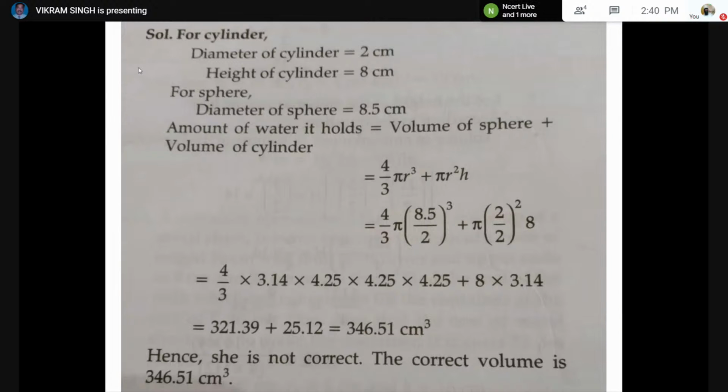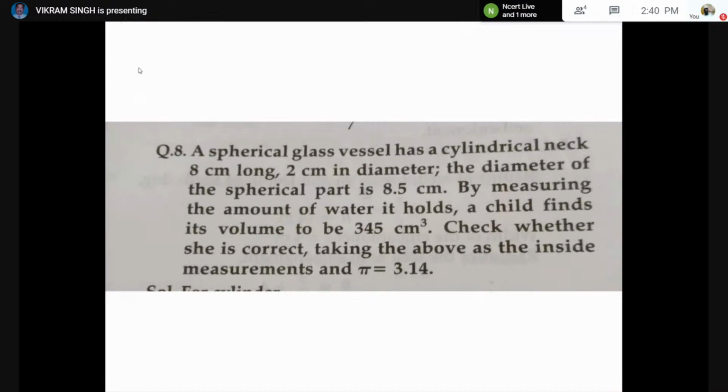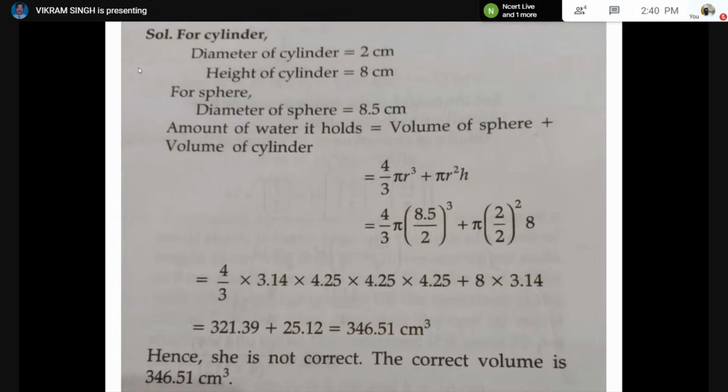The diameter of the cylinder is 2 centimeter and height is 8 centimeter. And for the sphere, the diameter of the sphere is 8.5 centimeter. So the amount of the water it holds means the amount of water will equal the volume of the solid, and the solid consists of two special types of solids. This is a sphere and the cylinder. So we are going to calculate the volume of both the solids or its parts separately.